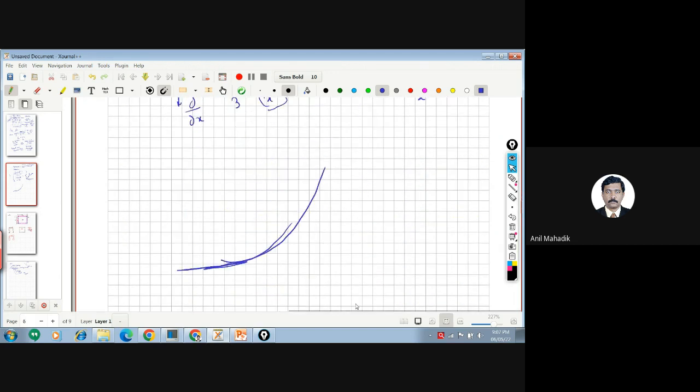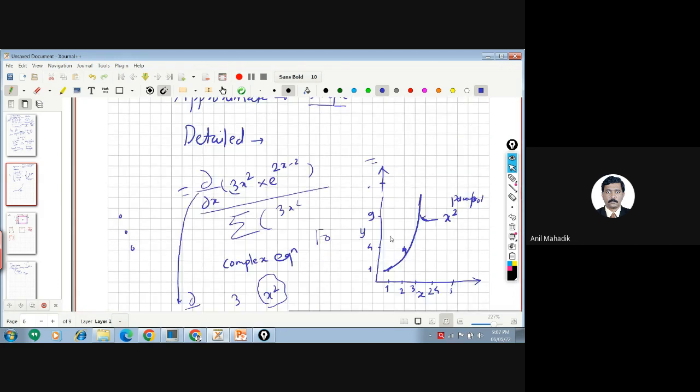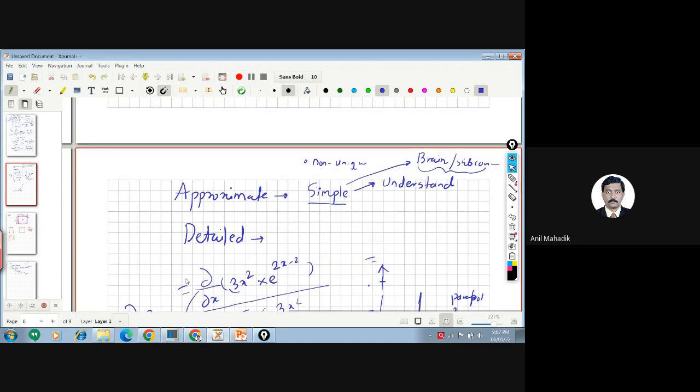I can visualize this e raised to x. Only e raised to x is nothing, no meaning to me, because my brain cannot understand it. But yes, my eyes can see this. My eyes can see this graph also. Now I can understand. I can see this 1, 2, 3 numbers. Then I can say that this is nothing but 3. So this is, if I make it simple, then I can understand.